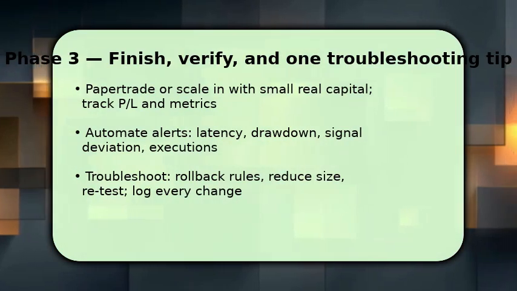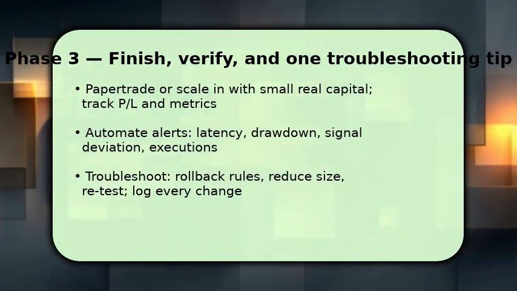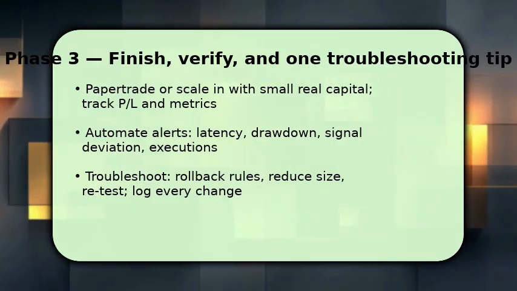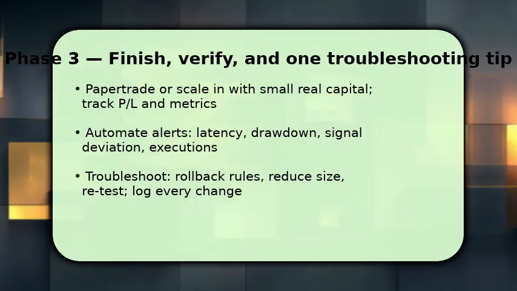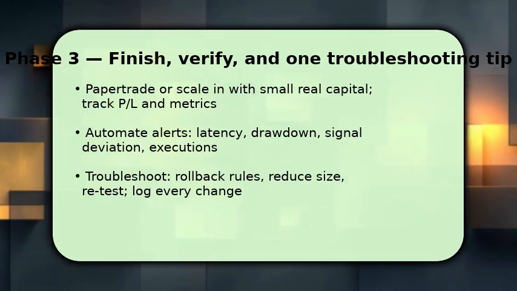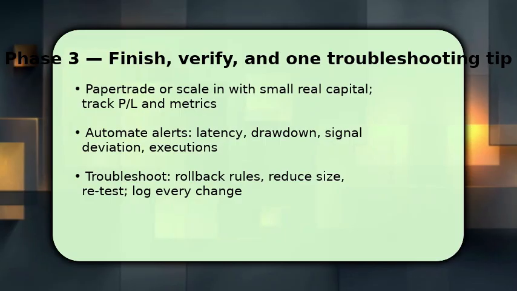Finally, deploy gradually. Paper trade, then scale into live with small capital while tracking P/L, win rate, expectancy, and execution metrics. Automate monitoring and alerts for latency spikes, unexpected drawdown, or signal deviation, because detection is faster than intuition.